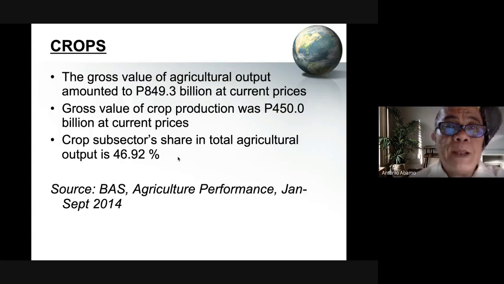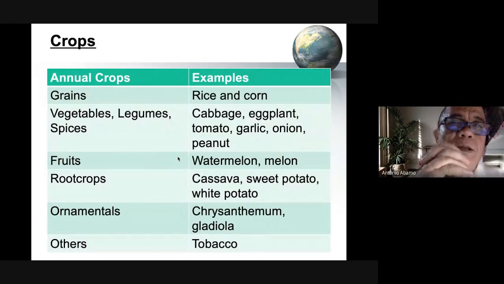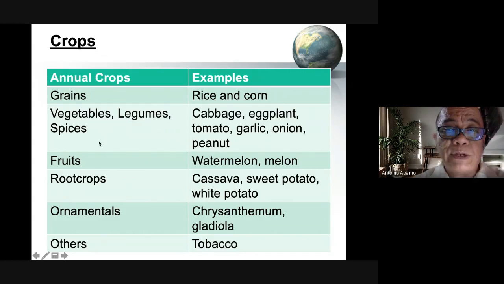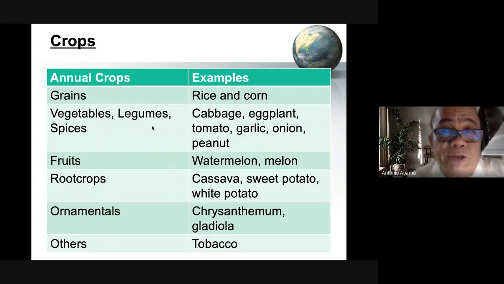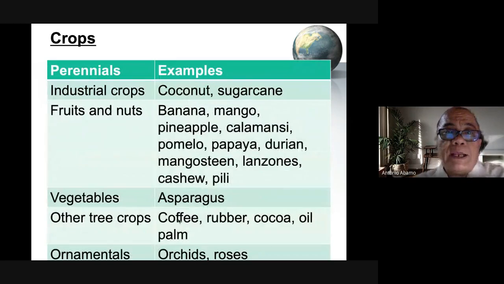Okay. Now, in terms of crops, we have examples of grains, rice and corn. You have vegetables and legumes, fruit crops, ornamentals, and others. These are the examples of crops under this crops category. The fruits are for processing, vegetables and spices also for processing, and ornamentals for other purposes. Now for crops, basically, we also have perennial crops, industrial crops, and then you have fruit, nuts, vegetables, and other tree crops.